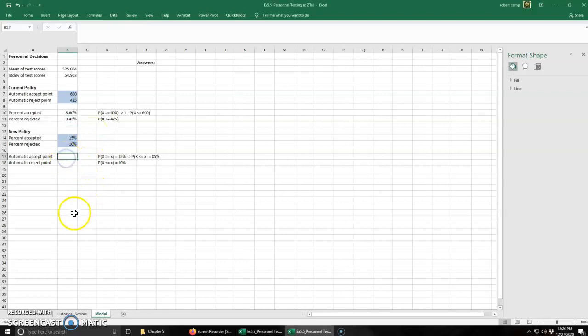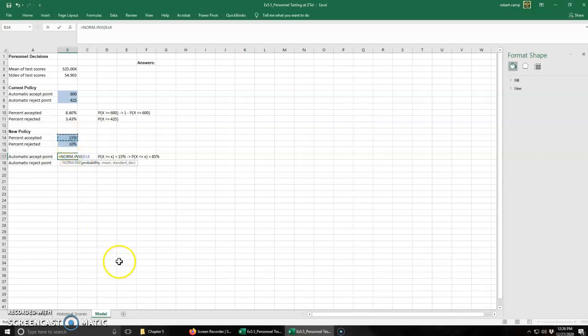And what we're going to do down here is we're going to go to norm.inv. And if it was norm.s.inv, it would give us the z value, the standardized value. But in this case, we're going to use norm.inv, and it's actually going to give us that value of where that 15% chance is. So the first thing we'll start with is equals norm.inv, the inverse of the normal distribution calculation, the probability we want to know.